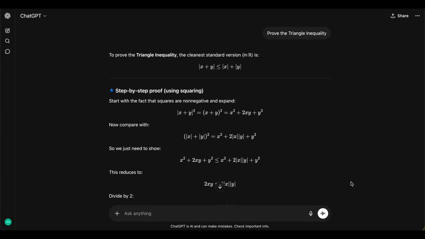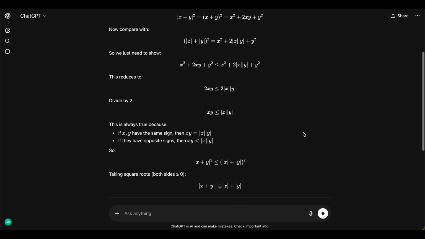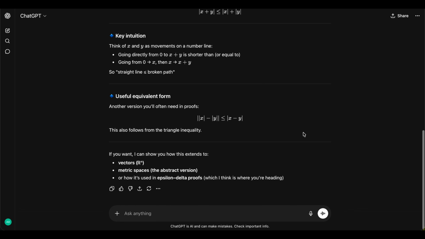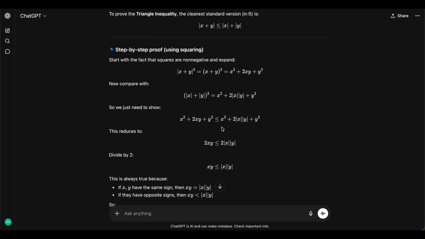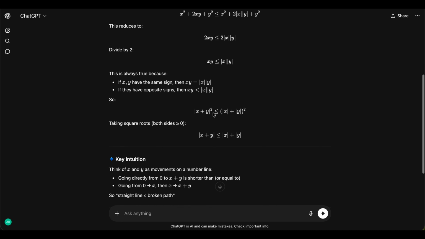Now let's take a look at ChatGPT's proof. The proof does look pretty convincing at first glance, but when we really analyze it, we can locate its flaws. Before we find those flaws, let me point out some of its strengths. It starts off with the right strategy of squaring both sides of the inequality, and then it properly expands them with the right algebra, and eventually it does get to the right conclusion to prove the triangle inequality holds true.